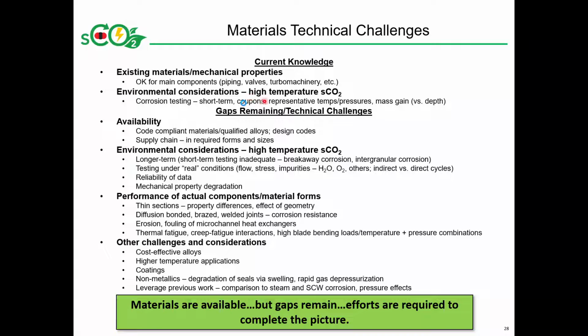even with some gaps here, some other gaps were identified, and various technical challenges associated with those. And we will touch on some of these technical gaps in terms of availability of materials, some more environmental considerations, the performance of actual components and material forms, and then a few other challenges and considerations that we've lumped in here. So again, to summarize where we are now, materials are available, but gaps remain, and efforts are required to complete the picture.